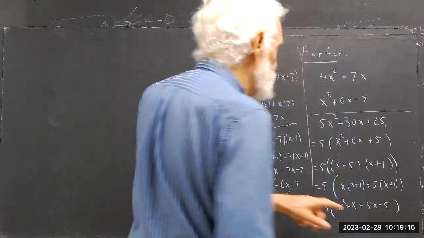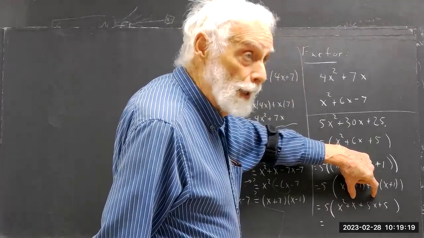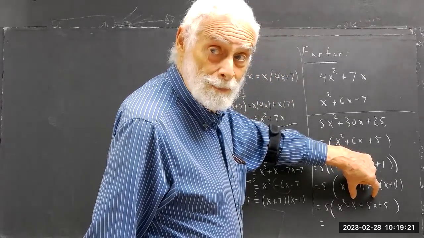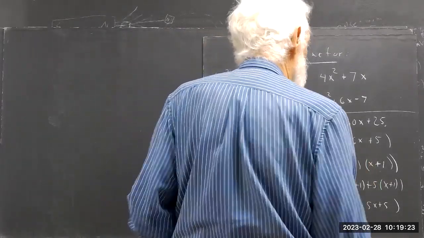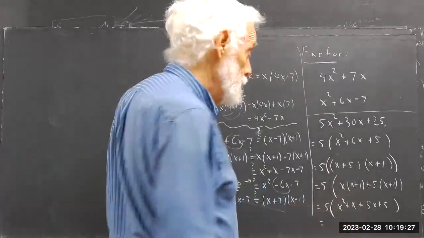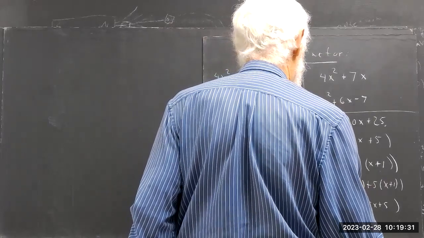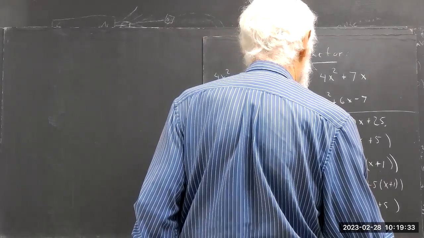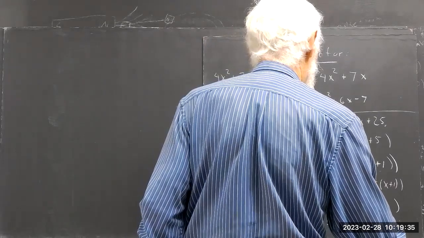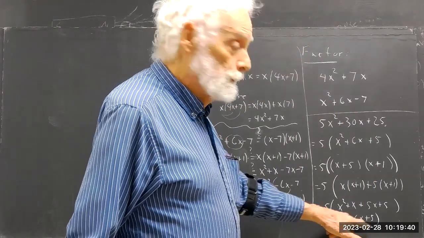Then we can simplify what's inside. We have like terms, x and 5x can be added, it gives us 6x. Doesn't give us 6x squared because there's no multiplication there. There's no x times x. And I sometimes see that. Now we have 5 times x squared plus 6x plus 5, right?